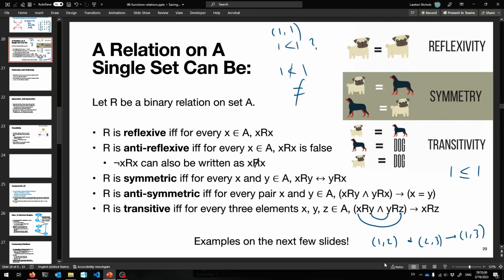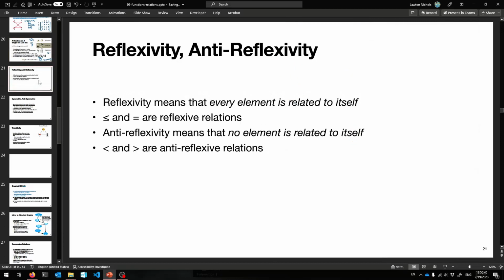Okay? So without any further ado, I don't want to confuse you too much with just words. Let me draw stuff. So let's talk about reflexivity and anti-reflexivity. Reflexivity means that every element is related to itself. So here is my generic relation.